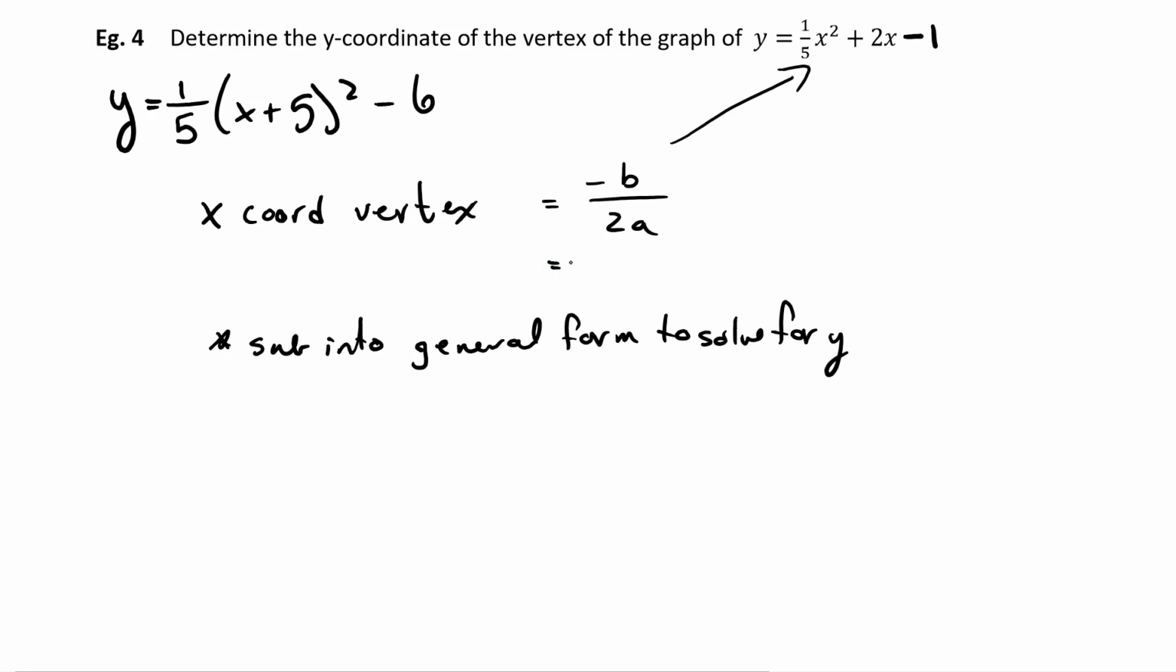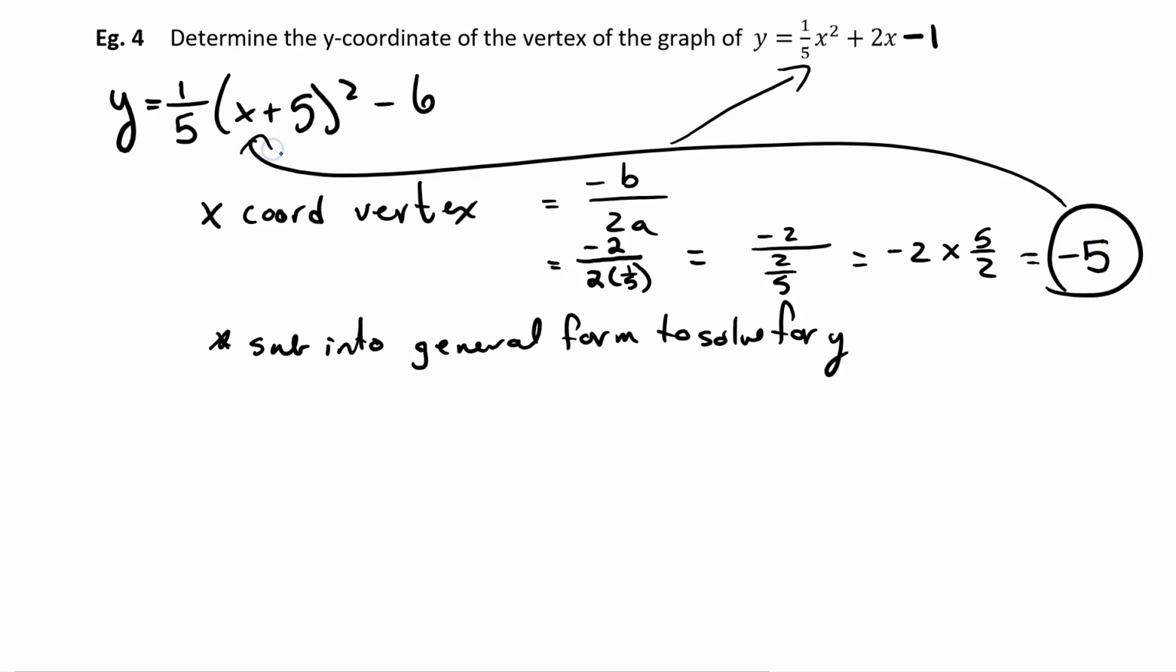Now I'm going to use this color this time because I think you guys can handle it. -b is going to be -2, all over 2 times 1/5, which is our a. So I'm going to say -2 over 2/5. That is fraction division, so -2 times 5 over 2, which is just going to be -5, which, my friends, is what this tells us right there.